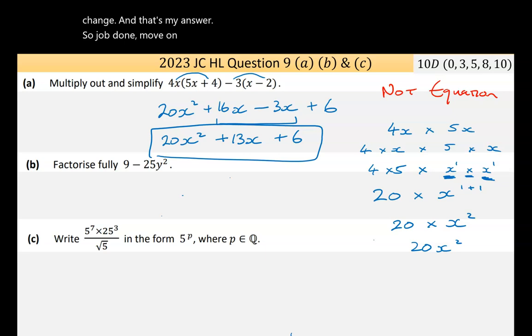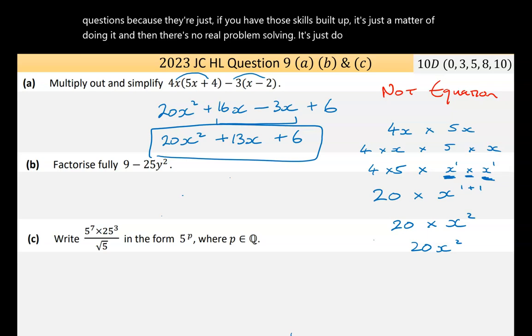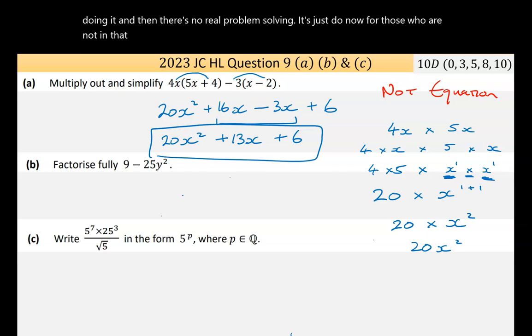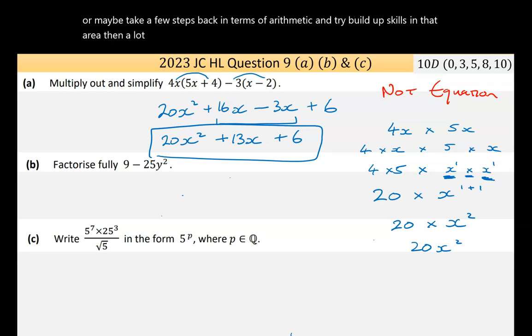So that's in a sense bread and butter. I like those kind of questions because if you have those skills built up, it's just a matter of doing it, and then there's no real problem solving. It's just do. Now, for those who are not in that situation, if you put a stronger focus on this, or maybe take a few steps back in terms of arithmetic and try build up skills in that area, then a lot of other areas open up to you.